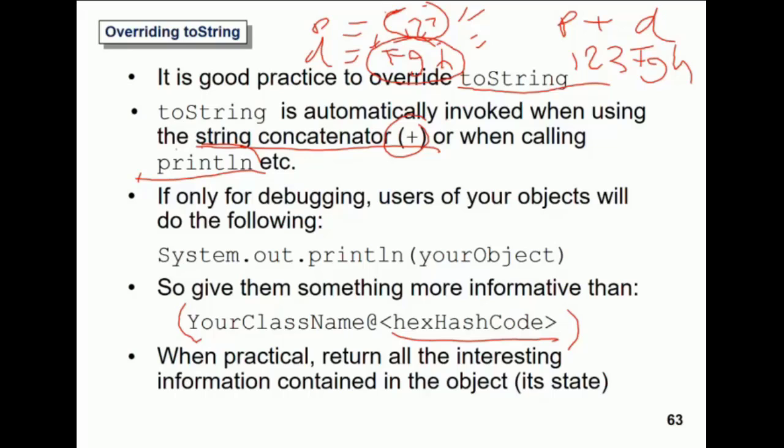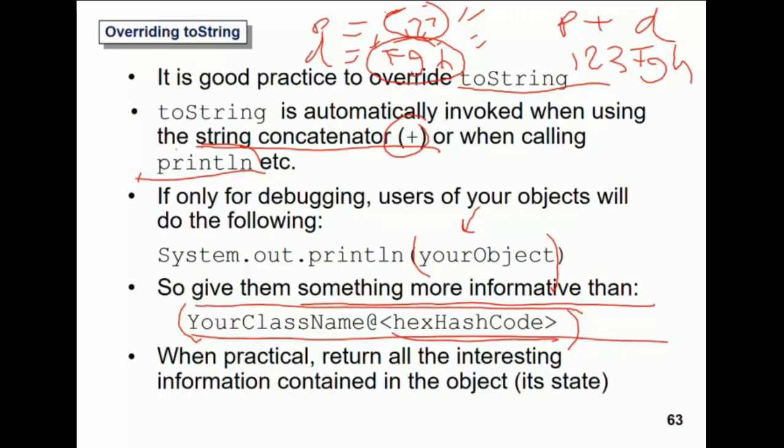Something that the users of your classes will definitely do is try to print your object to see what happens. Sometimes they might call the toString method explicitly, but most of the time they're not going to do that. They're going to just try and print your object, in which case your toString method will automatically be called. So you can do System.out.println p or d, and it'll look for the toString method and print whatever you want it to print. So you need to give them something more informative than this default behavior here.